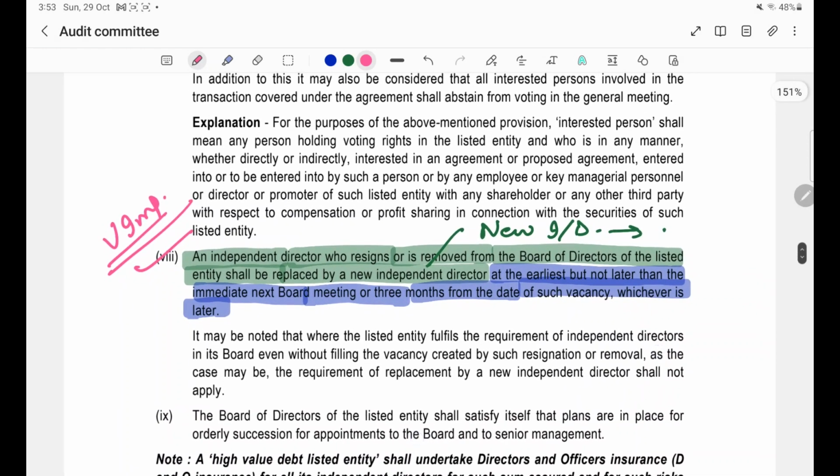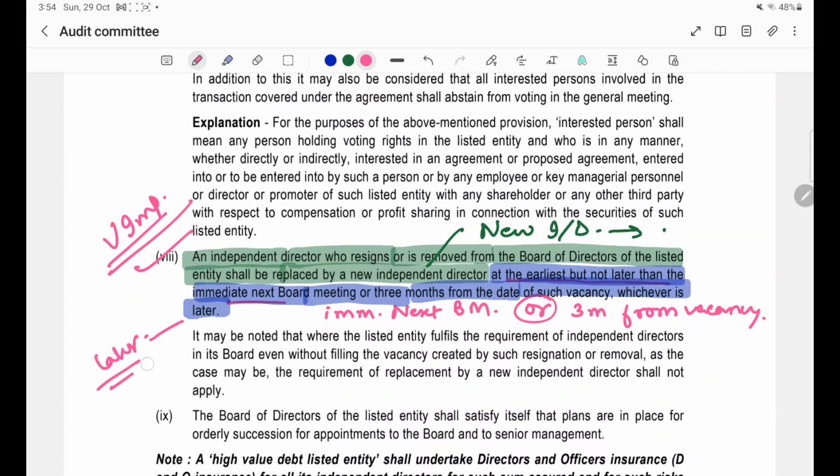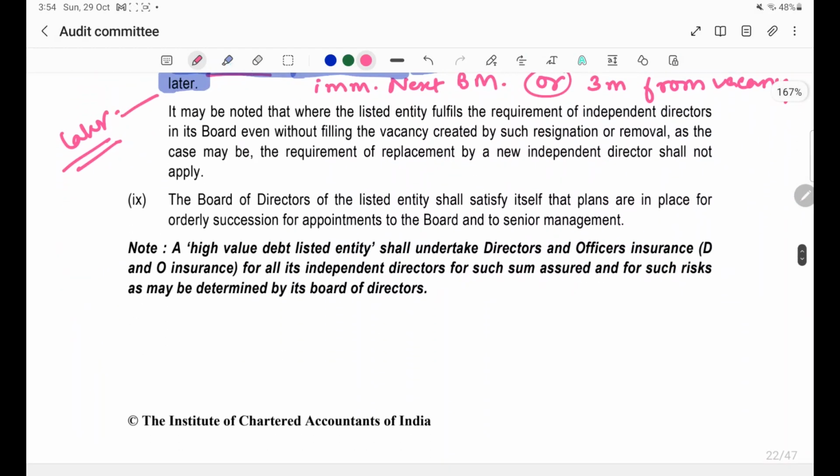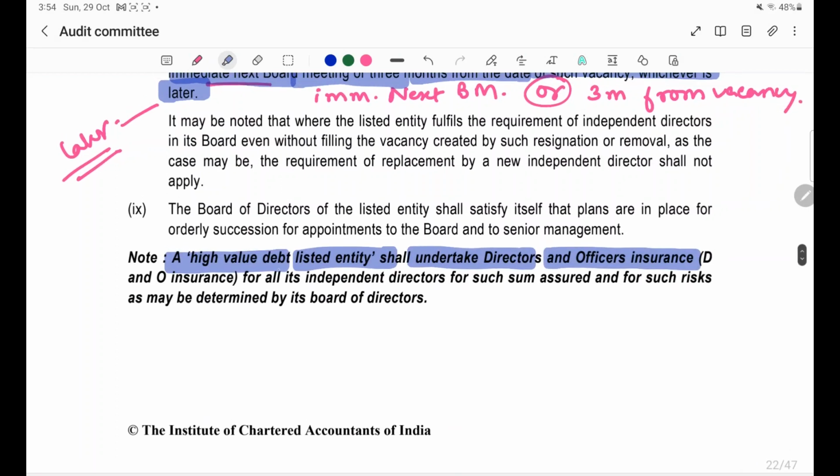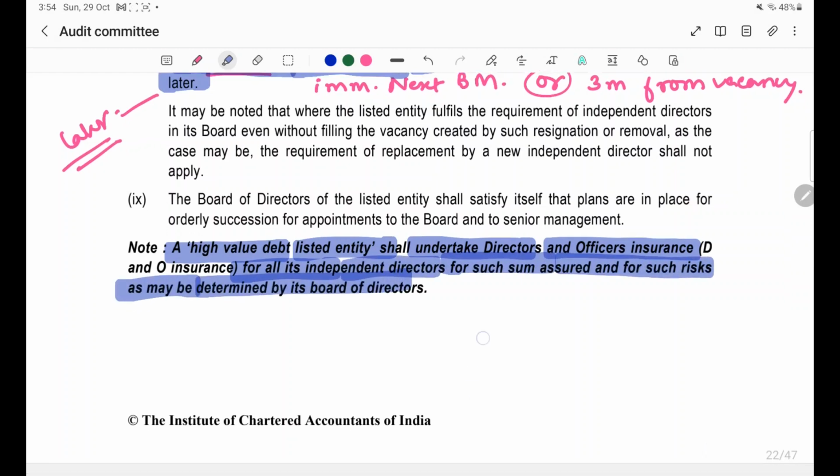Replaced by a new independent director at the earliest but not later than the immediate next board meeting or 3 months from the date of such vacancy, whichever is later. So here you have to remember whichever is later. Now a high value debt listed entity shall undertake directors and officers insurance for all its independent directors for such sum assured and for such risk as may be determined by its board of directors.